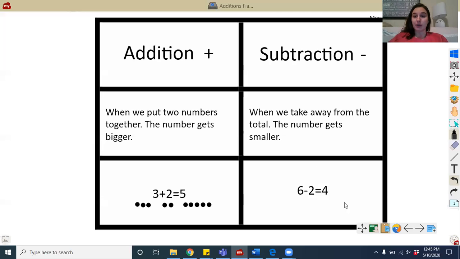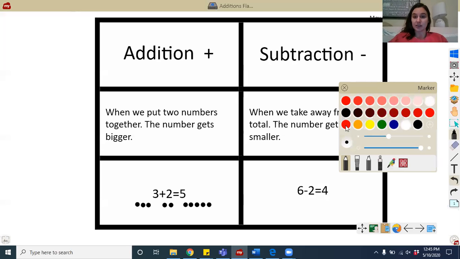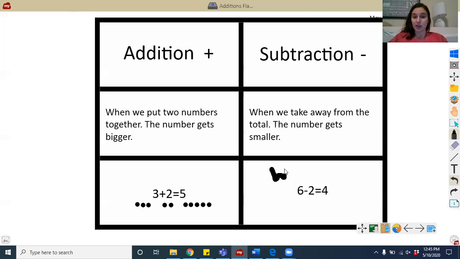So in our problem, when it comes to subtraction, your first number is always your whole. So this right here is always your whole or your biggest number, okay? And then you subtract and you get a smaller number.